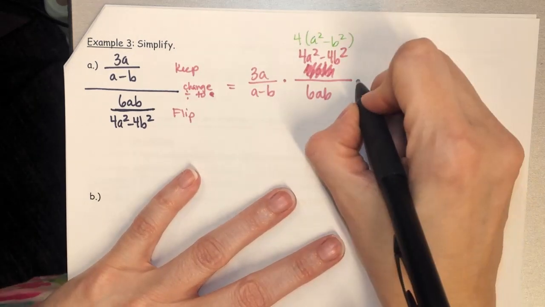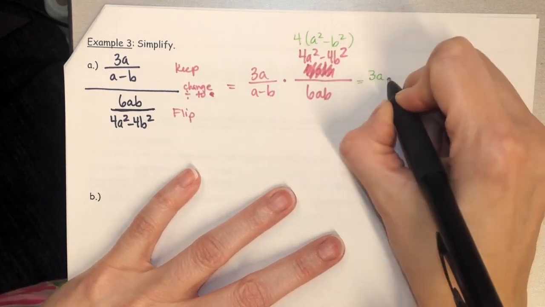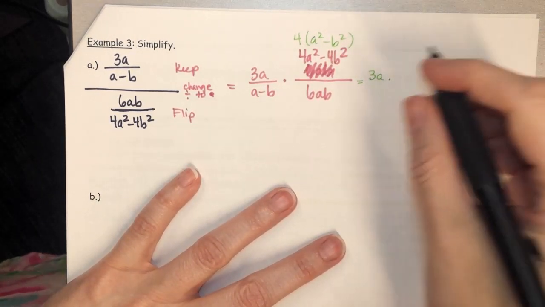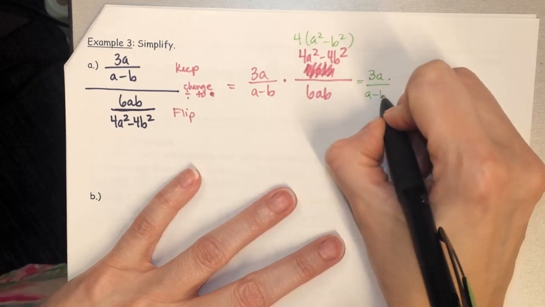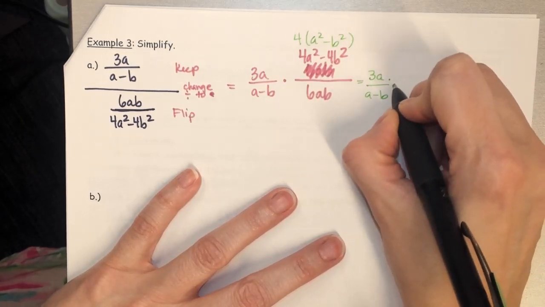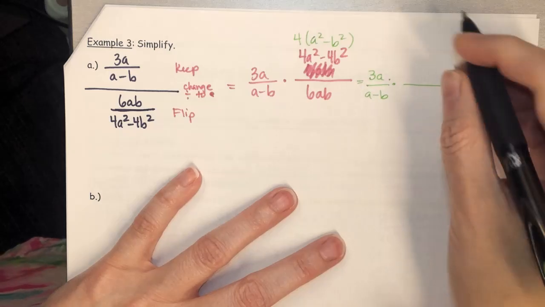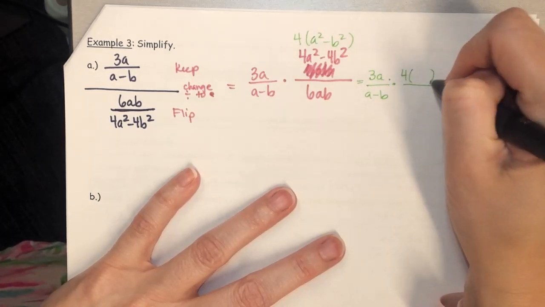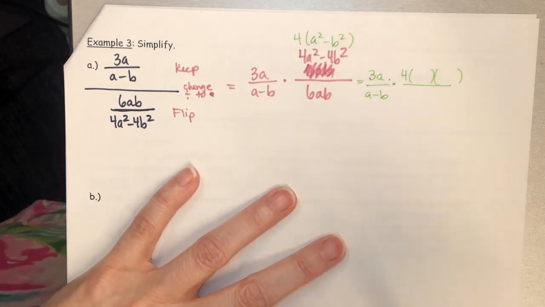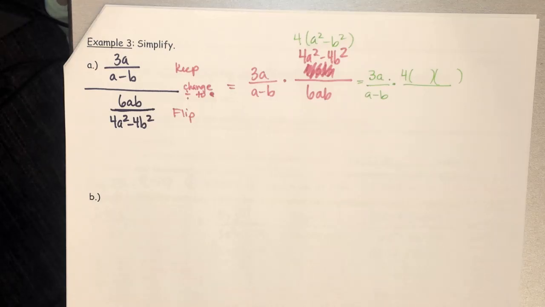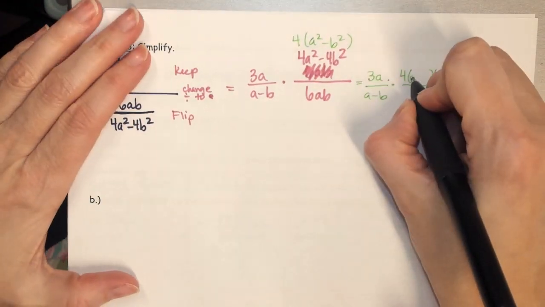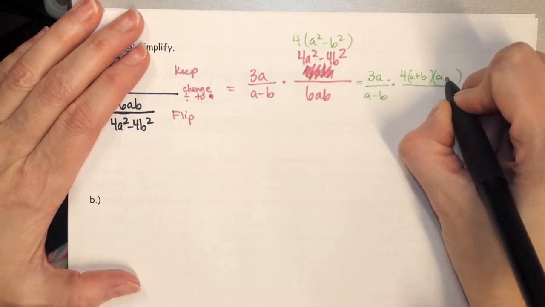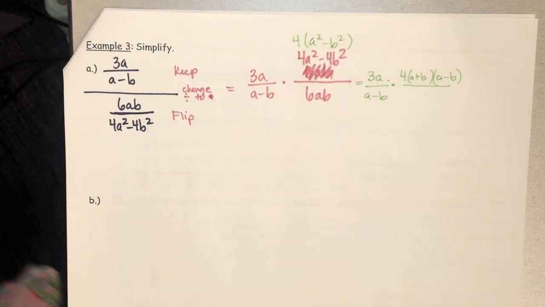And then we're going to factor that one more time. Okay, so this is 3a over a minus b times, okay, and then a squared minus b squared is the difference of two squares. a squared is a perfect square, b squared is a perfect square. So when you factor it down, it's a plus b times a minus b.